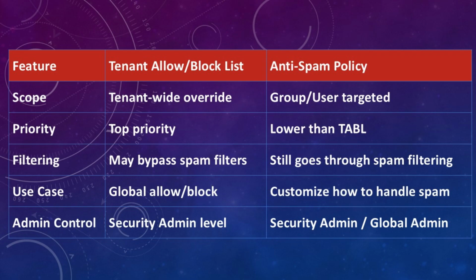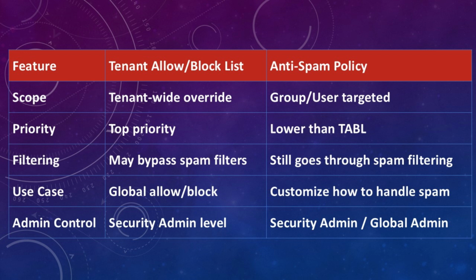The key difference between these two, you can see on the screen. The Tenant Allow/Block List is a tenant-wide override, whereas the anti-spam policy can target groups and specific users. The tenant allow/block list gets top priority, and anti-spam is lower than it. It may bypass the spam filter, but still goes through the spam filter. Global allow/block versus customizing and handling the spam. This is the main difference between these two policies.